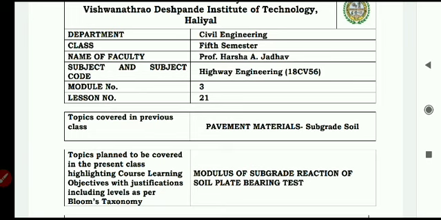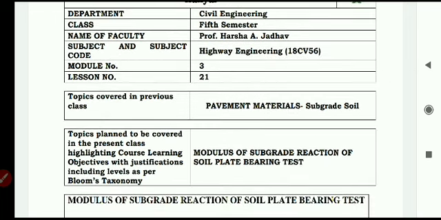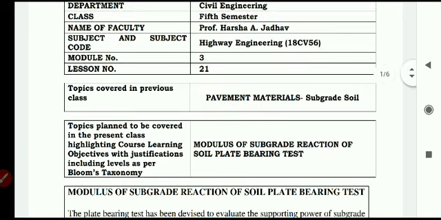As far as the last class is concerned, we focused on subgrade soil classification, HRB soil classification, and properties of subgrade soil. After that we discussed the California bearing ratio test, how the graph is plotted, for 2.5 mm penetration and 5 mm penetration. We need to calculate the load using the standard aggregate load, and always the CBR value at 2.5 mm penetration should be greater than that at 5 mm penetration.